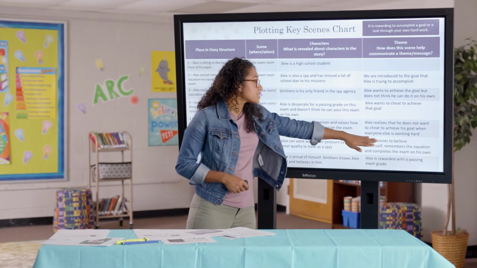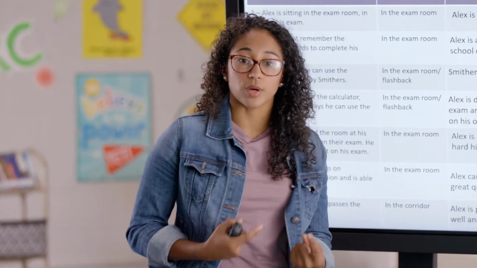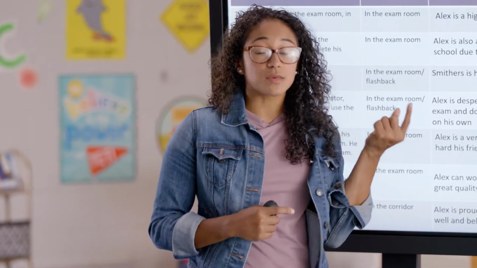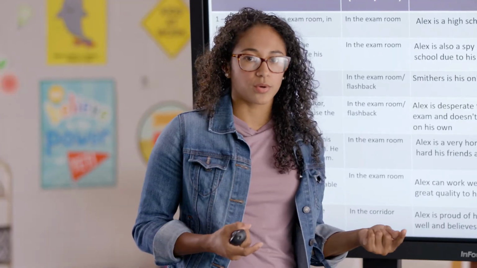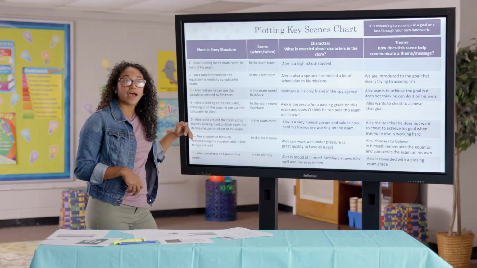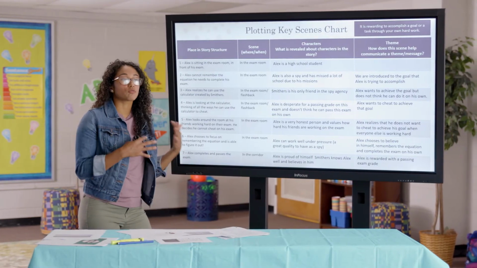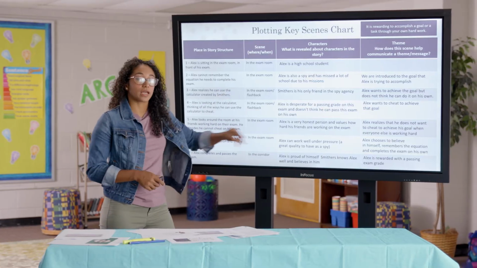Because if we didn't have this event here where he looks around and he sees that all his friends are working hard, then Alex doesn't make that decision to say, well, I want to work hard. I want to do this on my own. And we don't get here. So we always want to remember that every single event has a role in developing the theme or helping us understand something about a character.